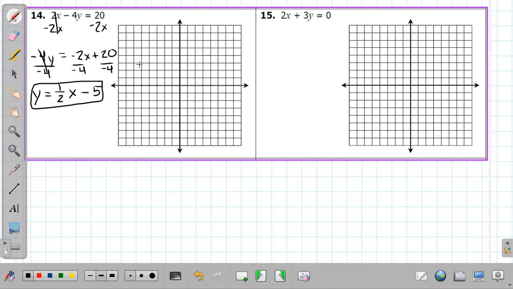And then we just go through and figure out what we've got. m is 1/2, b is negative 5. So we're going to go down 5: 1, 2, 3, 4, 5. And then we go up 1 and over 2, so up 1 to the right 2, or we can go down 1 and to the left 2. Then we can keep doing that.